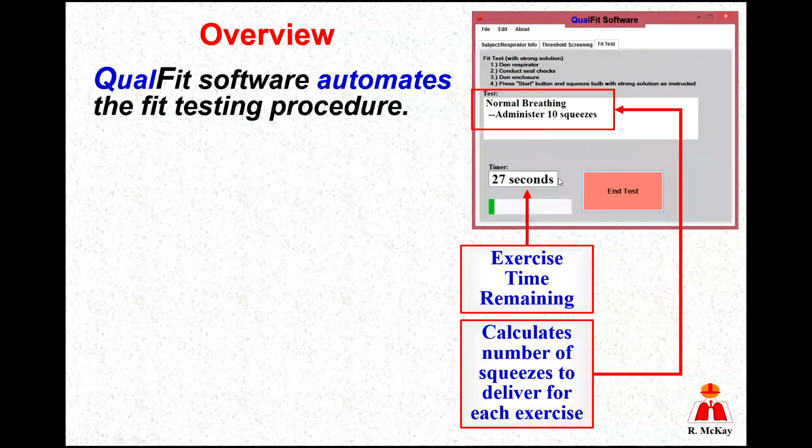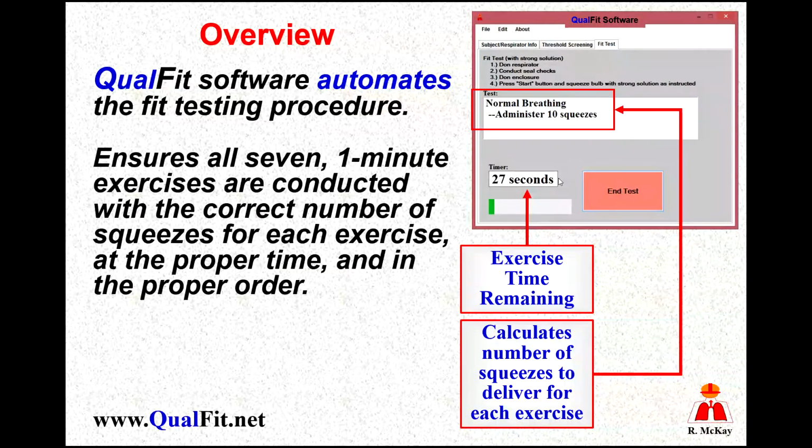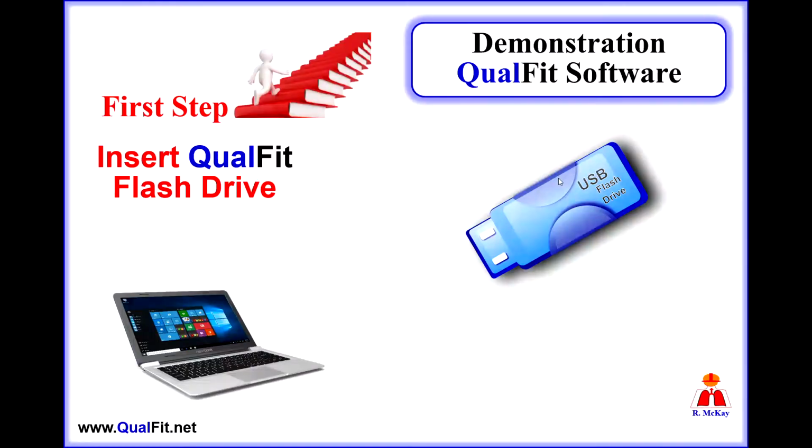Underneath is a timer indicating how much time is remaining for the current exercise. This ensures all 7 one-minute exercises are conducted with the correct number of squeezes for each exercise at the proper time and in the proper order. Let's do a quick demonstration.